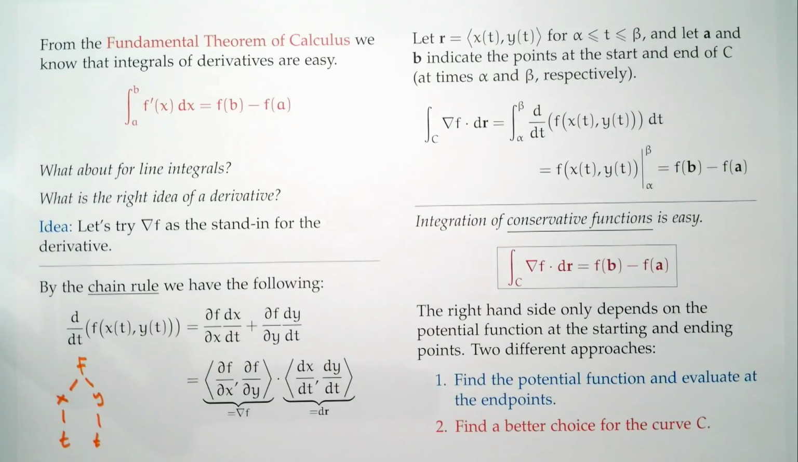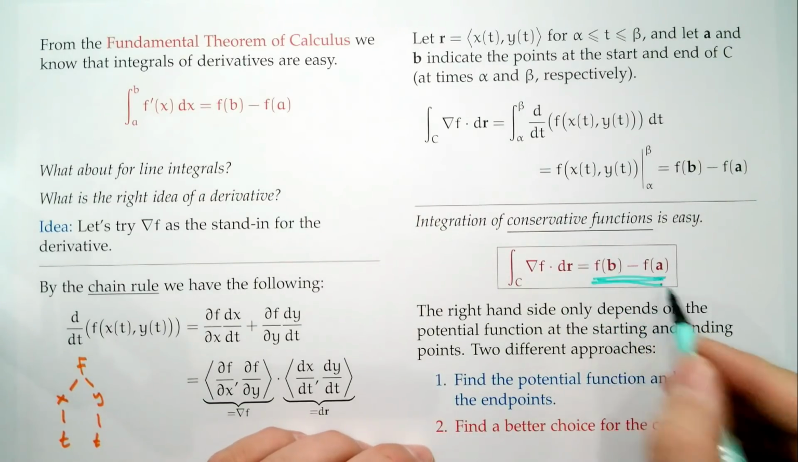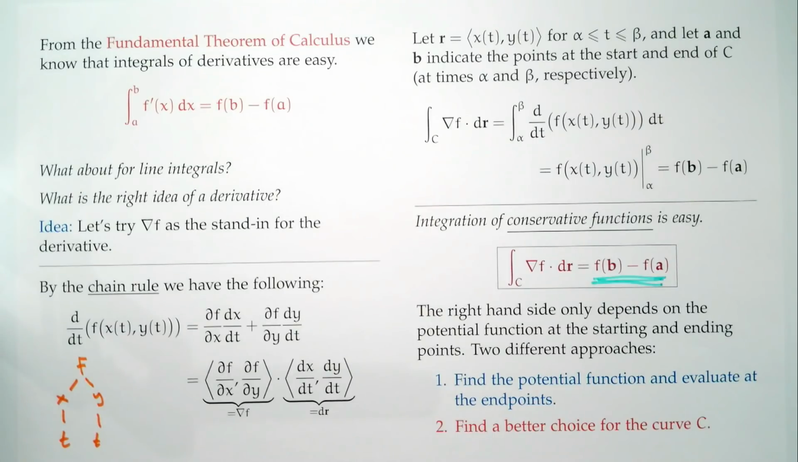So the punchline for today, our big takeaway message, is that when we want to do integration of conservative functions, in particular when we talk about line integration, it's easy. If I have a conservative function, I just have to know my potential function at the endpoints. So what's great about this? Well, there's a couple of things to note. One thing that's great is if you look on the right-hand side, where you have this f of B minus f of A, you'll notice it makes no reference at all to the curve that joined A and B together.